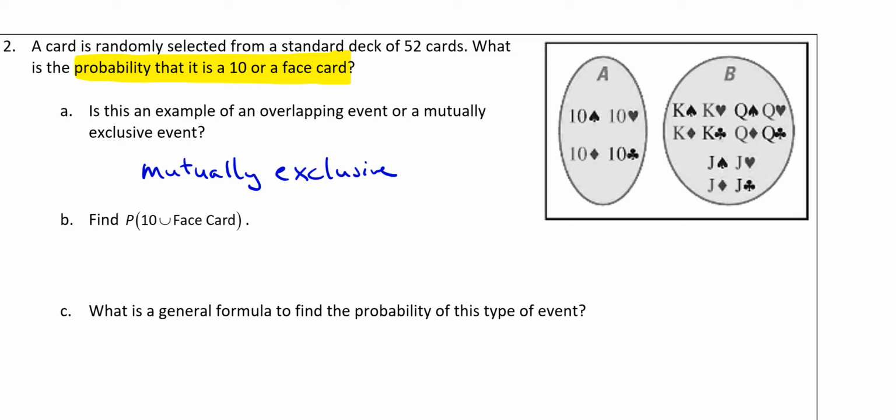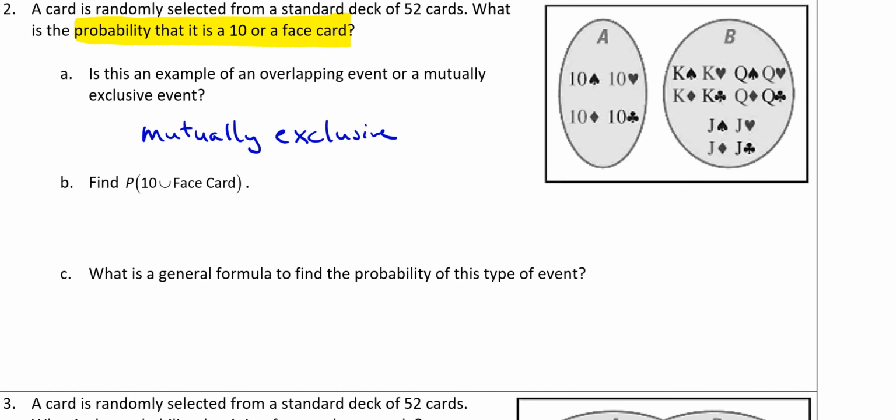Okay, so they have no common possibilities here, nothing in common. So now they want us to find the probability of a 10 or a face card. When we're thinking this through, there are 12 possibilities of a face card, and there are 4 possibilities of a 10.